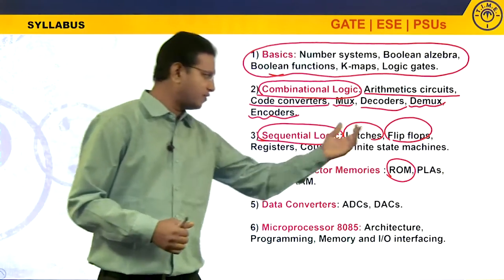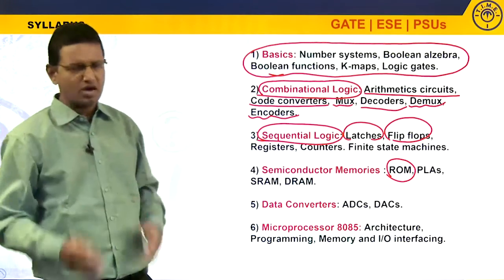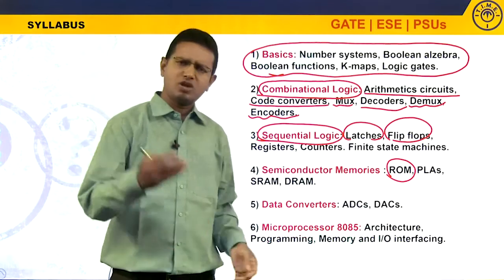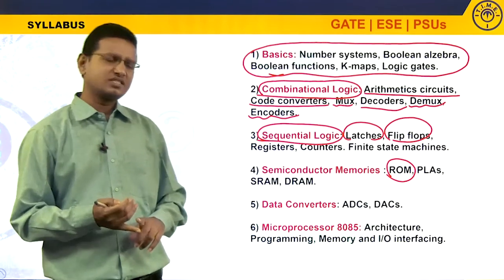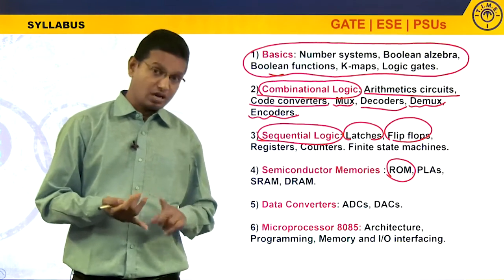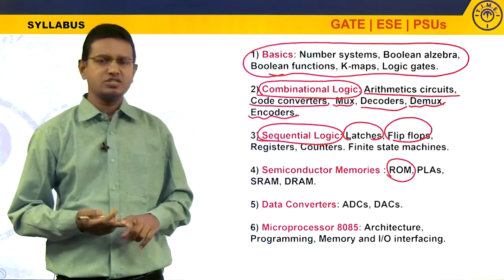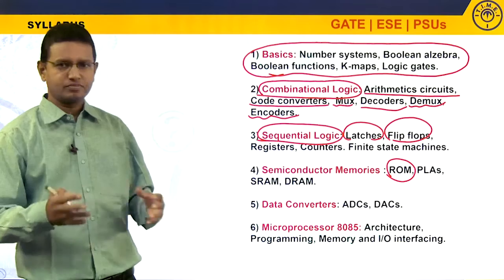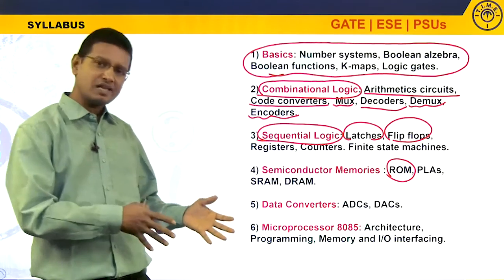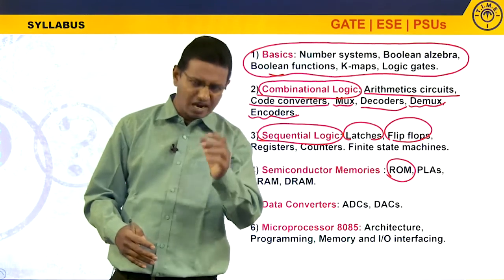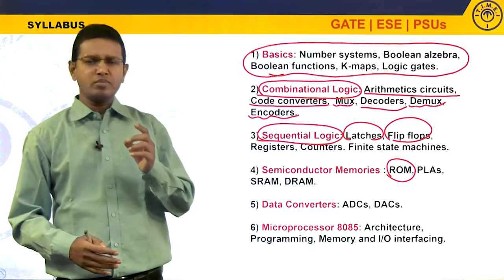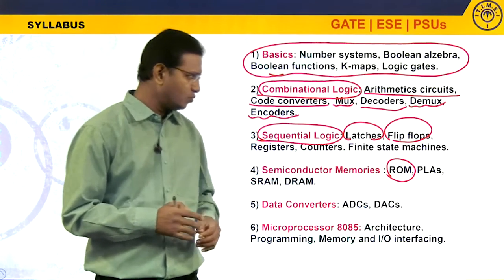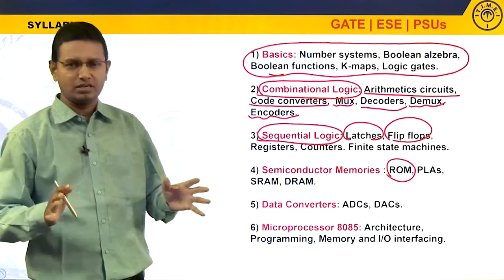Now in the sequential part, the main topics are latches and flip-flops. Latches and flip-flops are the basic building blocks, and of course they are sequential circuits themselves. In latches you will have various types: SR latch, SR NOR latch, SR NAND latch, D latch, SR NAND latch with control input, active high latches, and active low latches. Basically a latch is a 1-bit memory element which works on level triggering.